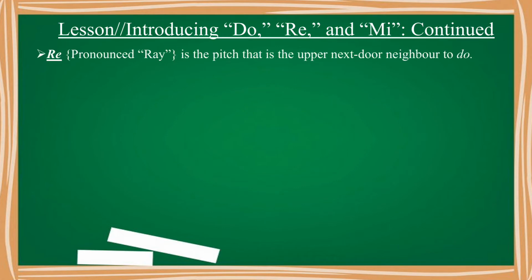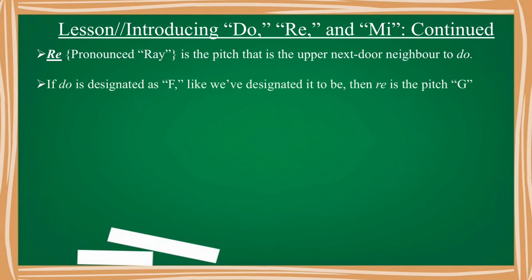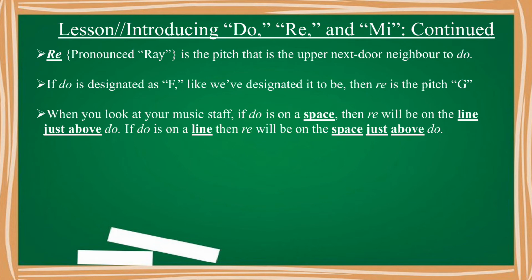Now moving on to re, pronounced re. Now that's the pitch. It's the upper next door neighbor to do. So if do is designated as F, like we've designated it to be, then re is going to be the pitch G. When you look at your musical staff, if do is on a space, then re is going to be on the line just above do. If do is on a line, re will be on the space just above do.